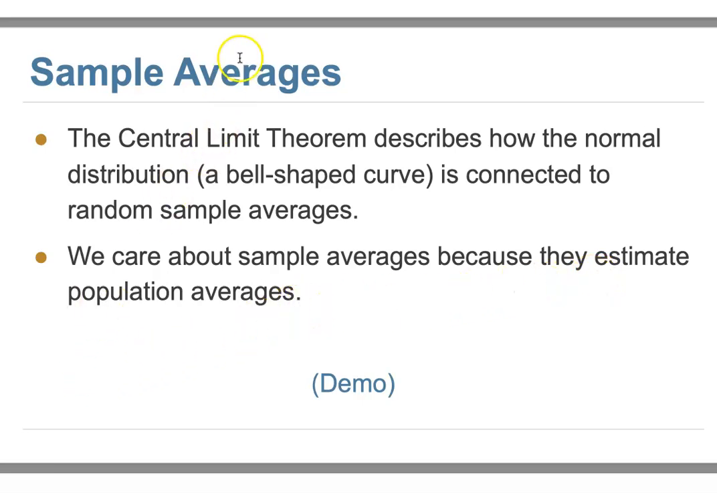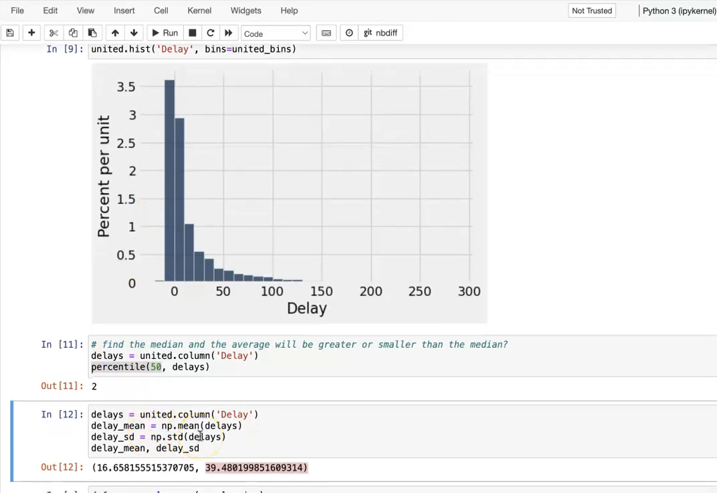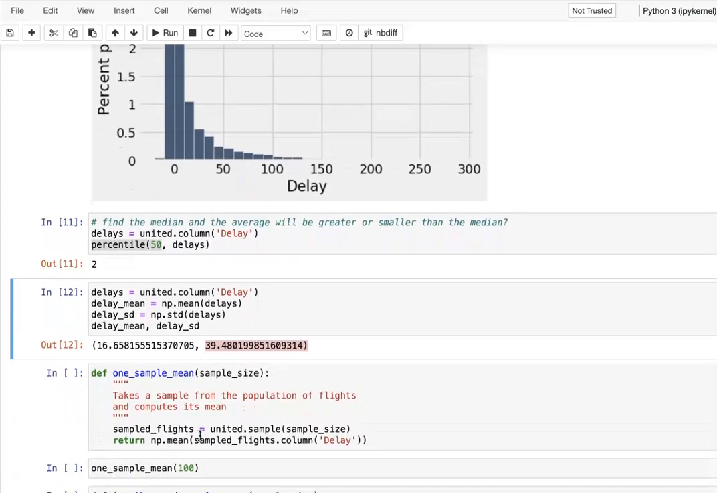Sometimes we don't know the population distribution, right? But anyway, here we have our population, even though the population's distribution is not close to the bell shape. If we want to find the average, instead of calculating from all the population data, how about we just use sample data? So here, let's do the sample data.